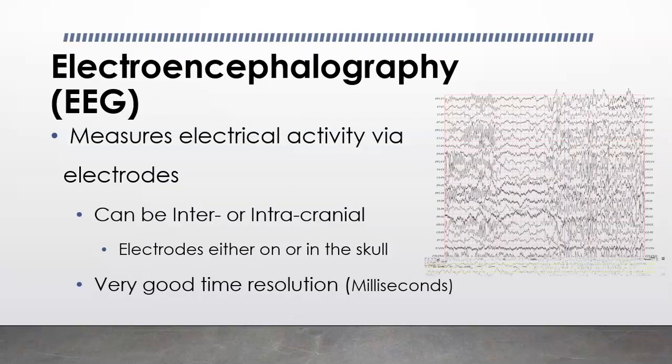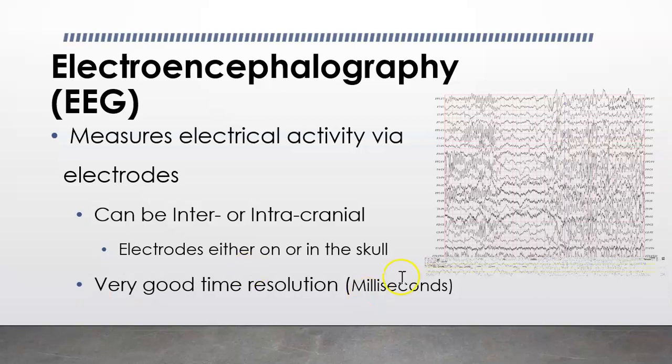EEG is electroencephalograph. Really, we just call it EEG. What this does is it measures the electrical activity via electrodes outside the body. So this is very non-invasive, and so it can be used a lot. It's also great because you can do it in both awake and asleep patients. So you can study certain states of consciousness, and you can record electrical or neural activity in different parts of the brain based on where you put the electrodes.